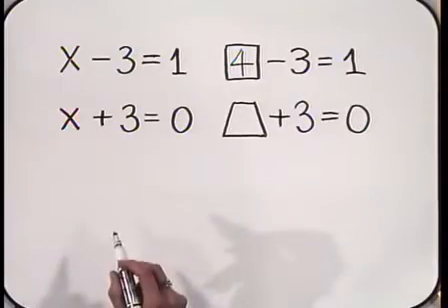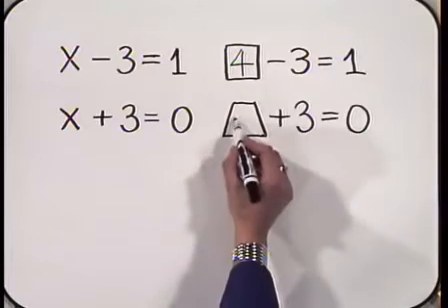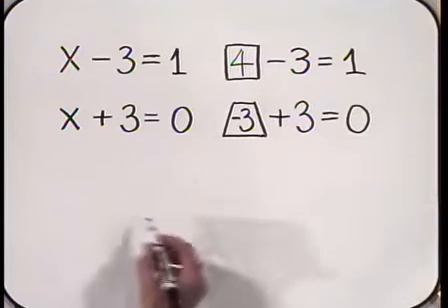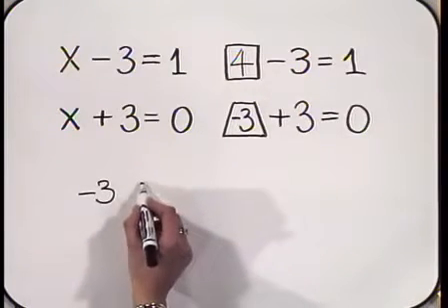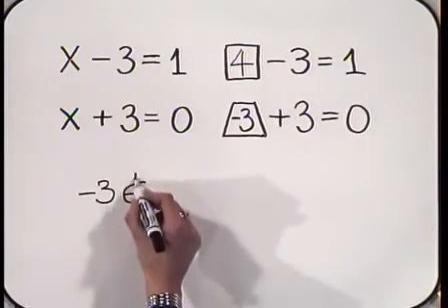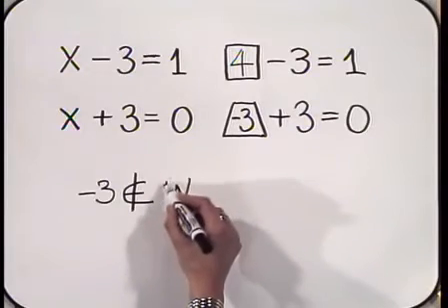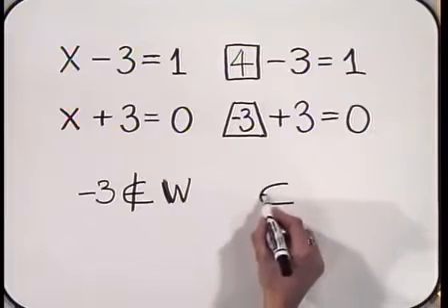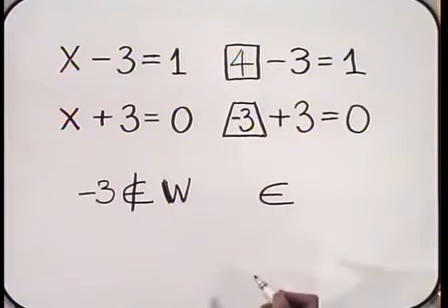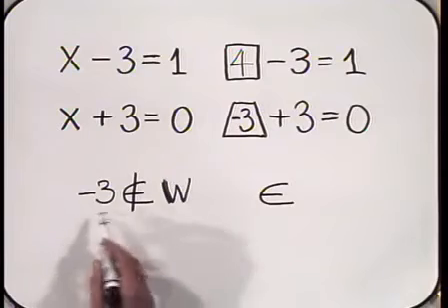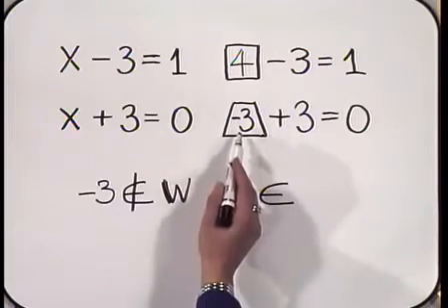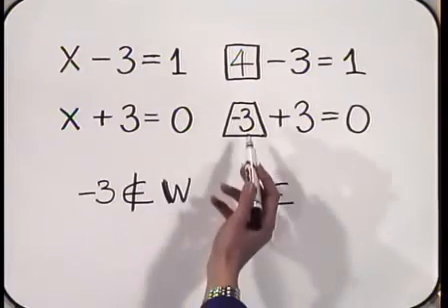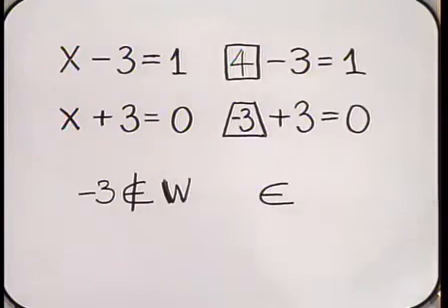x plus 3 equals 0. Well, I think that you can guess, again, that the answer would be negative 3. But negative 3 is not an element of W. Now, this is a new symbol again. This means to be an element of, or to belong to a set, or to be a member of the set. When you cross it, it means it doesn't belong to that set. Negative 3 is not a whole number. Negative 3 is not a natural number. So we need new numbers.